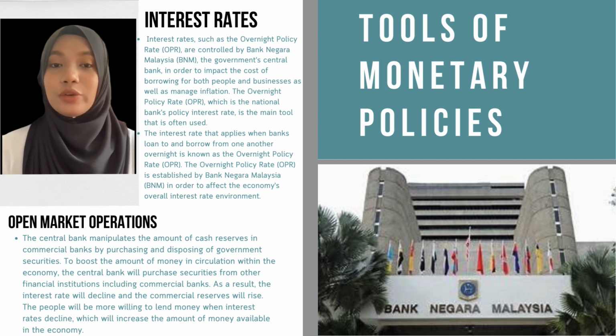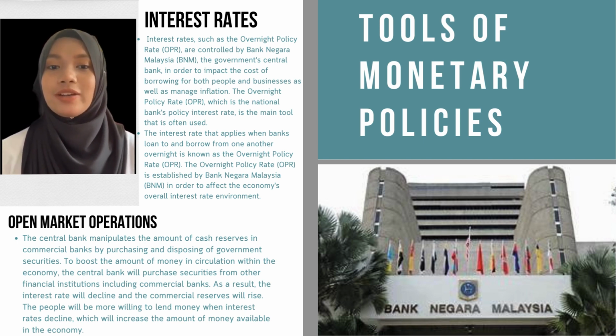Next, the tools for monetary policy are open market operations. The central bank manipulates the amount of cash reserves in commercial banks by purchasing and disposing of government securities. To boost the amount of money in circulation within the economy, the central bank will purchase securities from other financial institutions, including commercial banks. As a result, the interest rate will decline and the commercial reserves will rise.